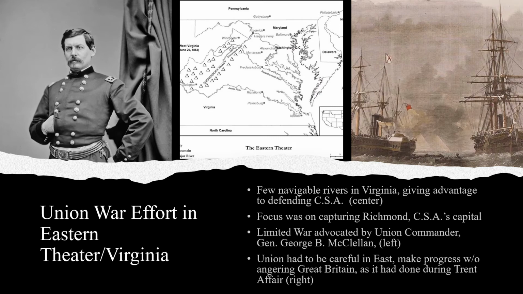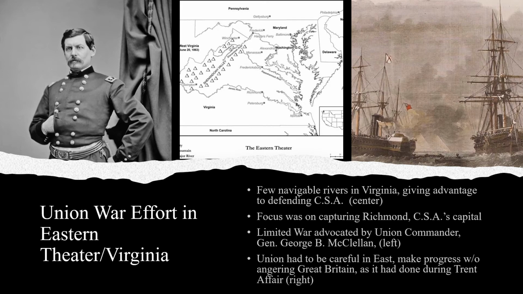In the Eastern Theater, which included Virginia and Maryland in 1862, the Union was far less successful than it had been in the West. The navigable rivers of Kentucky, Tennessee, and Mississippi gave the Union an advantage in the Western Theater, and the Union was able to secure the Trans-Mississippi West due to its superior resources and population. In Virginia, where the Confederate population was higher, the C.S.A. had the advantage, being on defense.